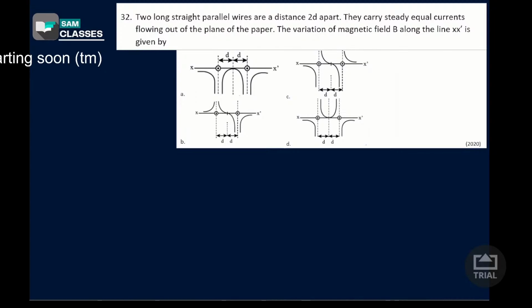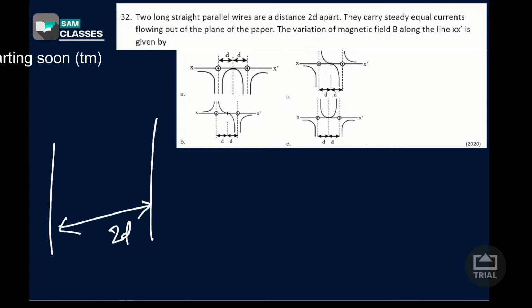Come on, public. Very simple, very easy question. Two long, straight, parallel wires are there, two d distance apart. They carry steady equal current flowing out of the plane of the paper. The variation of magnetic field along the line XX is given by. So how will we do this question? What are they telling? Two wires are there. Draw two wires. Correct. They're separated by a distance of two d.